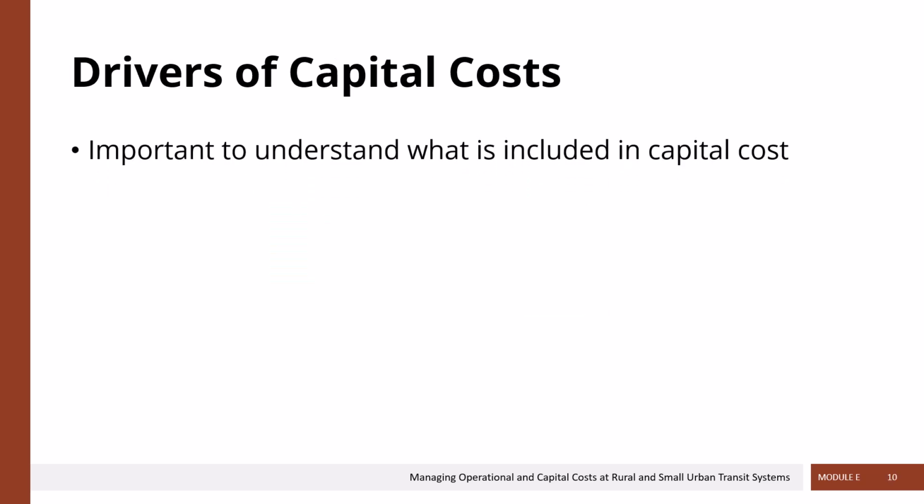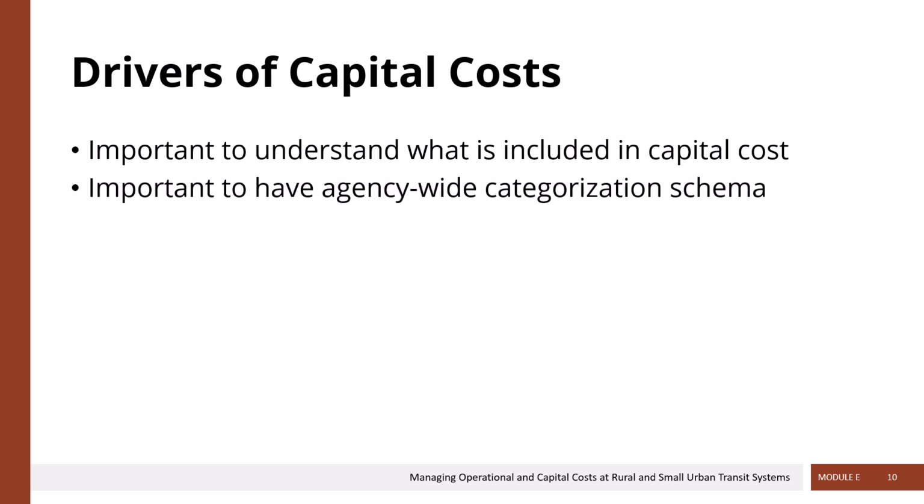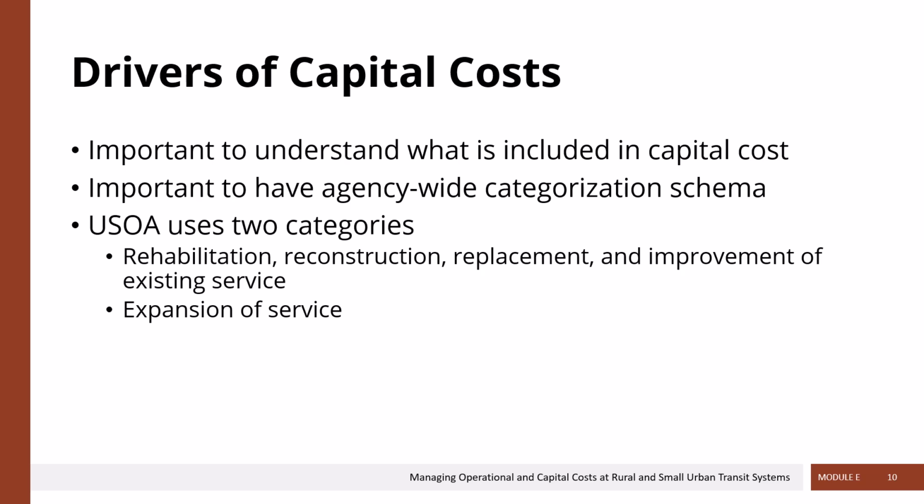So what are some of the drivers of capital costs? What makes capital costs fluctuate? So it's very important to understand and think about what is actually included in capital costs. And it's important to have an agency-wide capital cost categorization schema, some way that you think about and organize your capital costs. Now, the USOA, or Uniform System of Accounts, uses 2 main categories for capital costs. And although rural systems usually do not have to categorize their capital expenses into the USOA categories because they don't have to report them that way, this is a very good framework to think about capital costs.